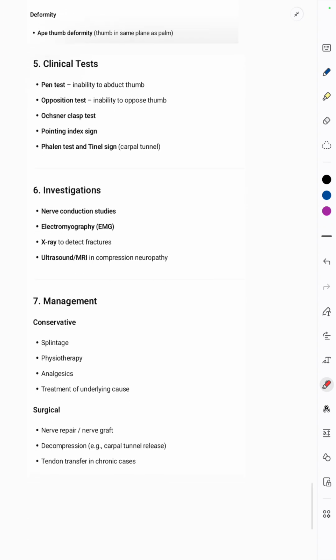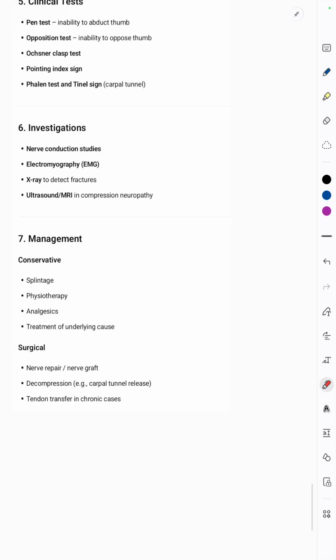Investigations: nerve conduction studies, electromyography, and ultrasound, MRI, and X-ray to detect any fractures in case of supracondylar fracture of the humerus. Management: conservative management is splintage, physiotherapy, and follow-up. Surgical management is either nerve repair if there is a cut nerve, a graft if a 2 to 3 centimeter gap is present, or neurolysis if it is affected by callus, and decompression can be done if it's carpal tunnel syndrome, and tendon transfer in irreparable cases. If there is no repair for more than 18 months, then tendon transfer can be done.